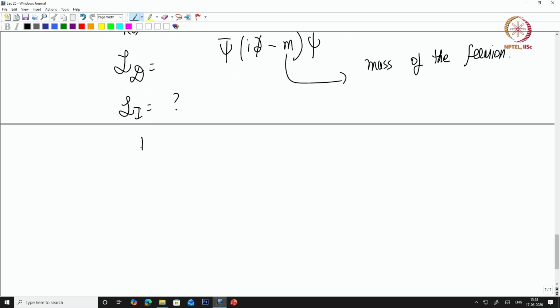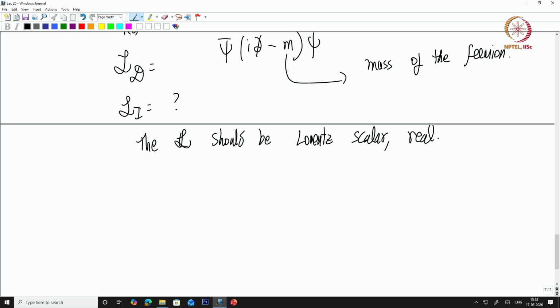The Lagrangian should be a Lorentz scalar, real, and it should have properties which conserve unitarity and perturbativity, and other things, like positivity of the amplitudes and so on. But the basic thing is that it should be a Lorentz scalar and real.